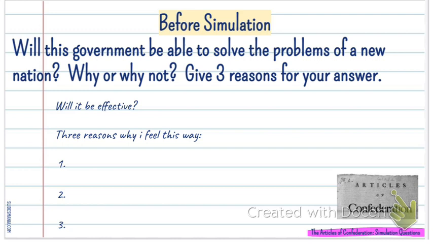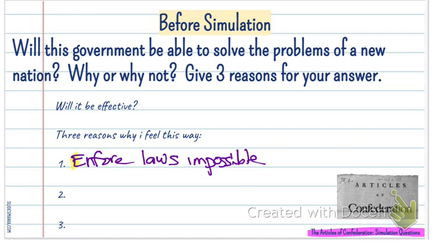All right, give me some reasons why. We all thought it was going to be bad. Why? What do you got? Okay, they can't pass laws. Okay, they can't. Very good. They can't enforce laws. You don't need to write these down. I'm just going to write down what you guys have to say.